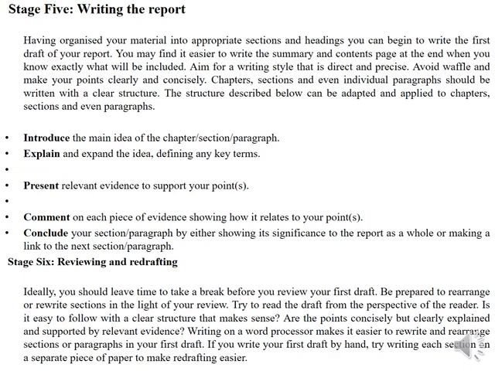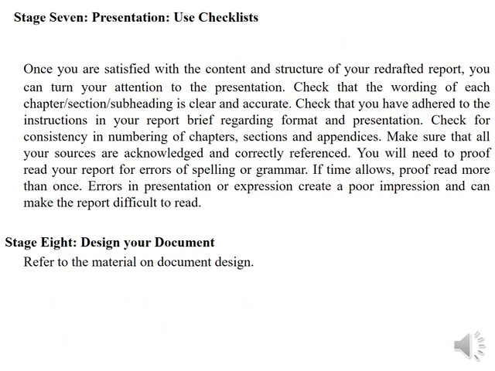Writing on a word processor makes it easier to rewrite and rearrange sections or paragraphs in your first draft. If you write your first draft by hand, try writing each section on a separate piece of paper to make redrafting work easier. We have stage 7, presentation, which is a user checklist.